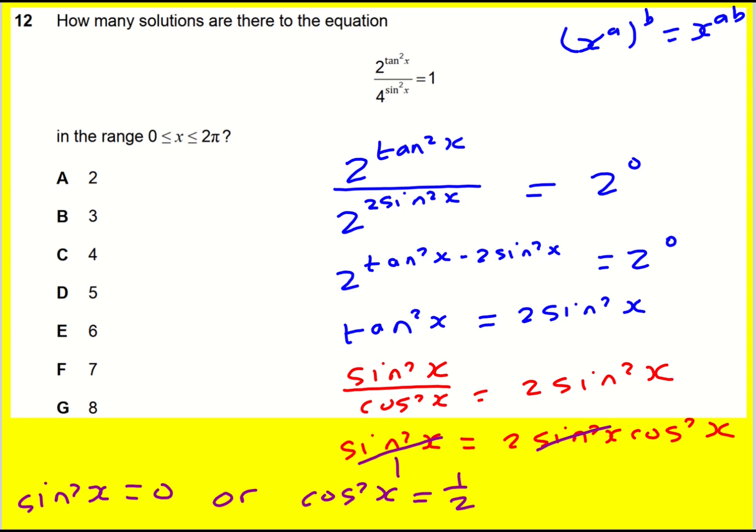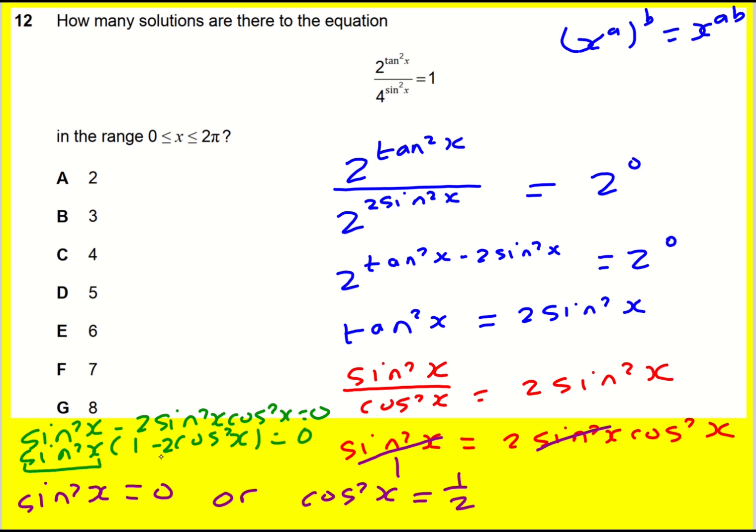Or if you're the sort of person who forgets to consider it equaling 0 when you divide through by it, then what you can do instead is minus. Let's get them all on one side and then factorize out. And you'll get the, oh, that should have been a 2. You get the same solutions that way. Either this is 0 or this is 0.